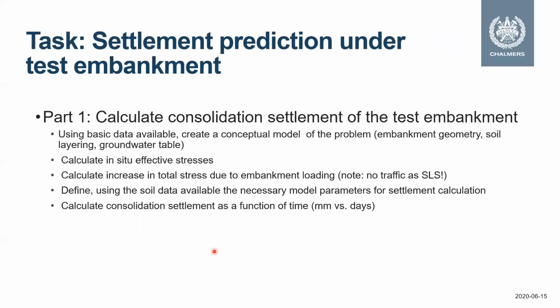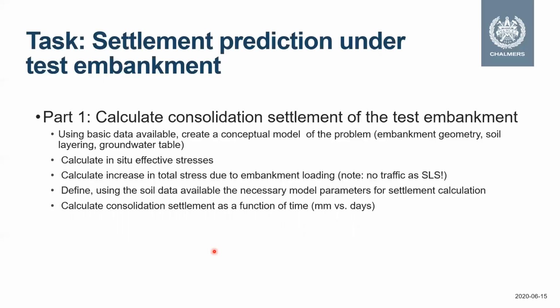So the task for the students was to do settlement prediction under the test embankment. In part 1, we asked them to calculate the consolidation settlement, so they started with the basic data available and created a conceptual model of the problem, thinking about embankment geometry, whether they can use symmetry, soil layering, and groundwater table. They calculated the in situ effective stresses and the increase in total stress due to the embankment loading. And of course, because this is a serviceability limit state, there should be no traffic loading, which some of the students got wrong.